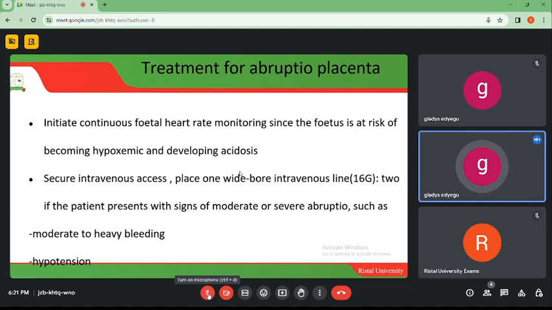So secure intravenous access, place one wide bore intravenous line, 16 gauge, or two if the patient presents with signs of moderate or severe abruptio, such as moderate to heavy bleeding and also hypotension, so that you do not have to run up and down. If the mother is in shock, you can't get the blood vessels, they have collapsed, and you can't access a line, and you end up losing her just in a simple way like that. So when they come and you're able to access the blood vessels, please put those two large bore cannulas so that you can resuscitate both the baby and the mother.